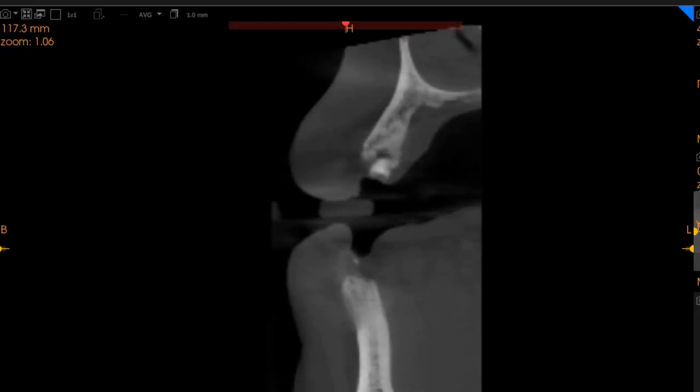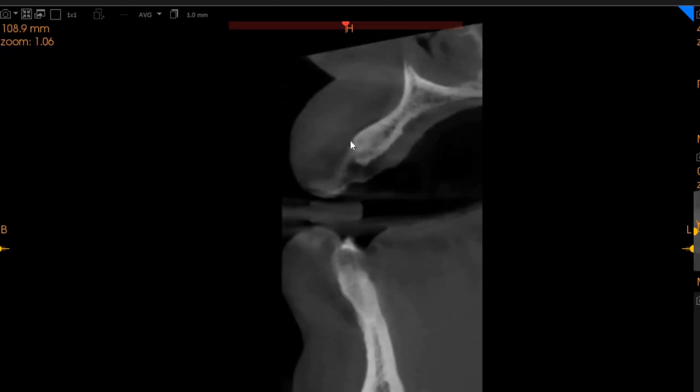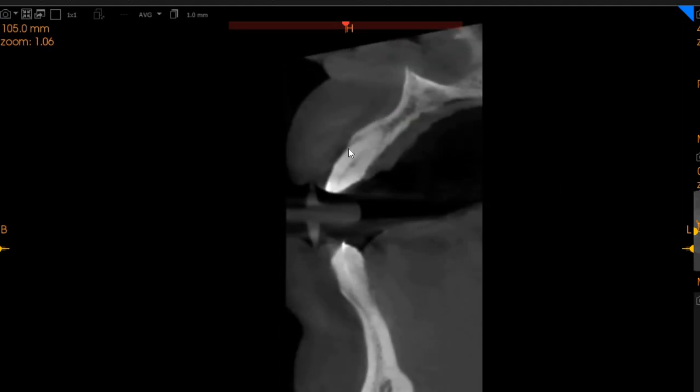Moving to the region of the 4, we've got a ridge width of 8 millimeters and 19 millimeters of height. In the canine, we again have a very thin ridge here. We've got only 6 millimeters of width, 20 of height, and only 4 millimeters of width in the mid crest region.